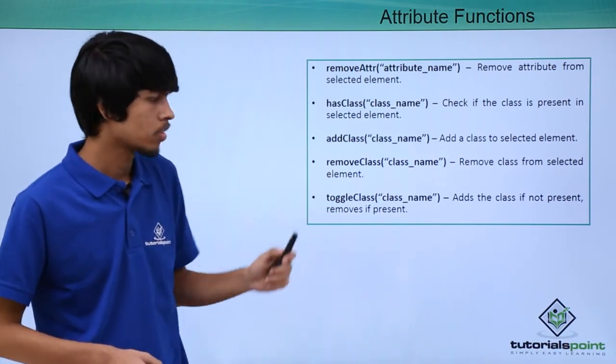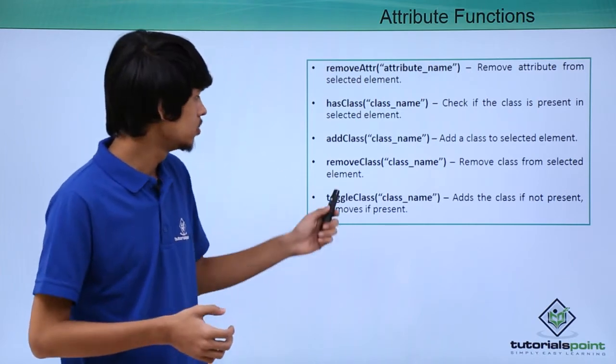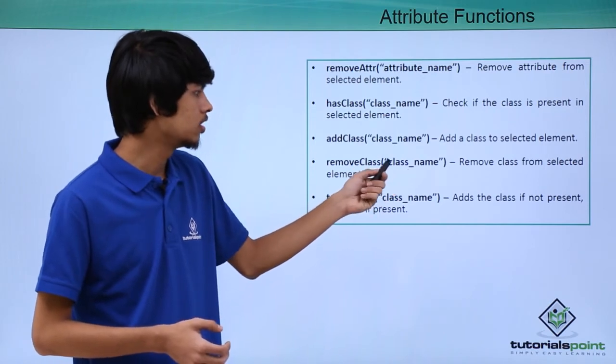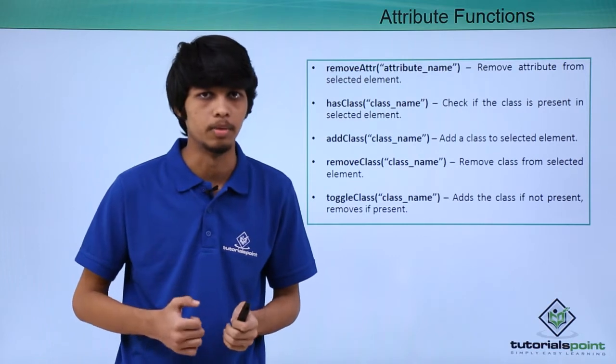Next is removeClass. Suppose we want to remove a class from an element, so we can use the removeClass method on that selector and pass the name of the class in double quotes inside the brackets. Using this function, we can remove the class from that element.